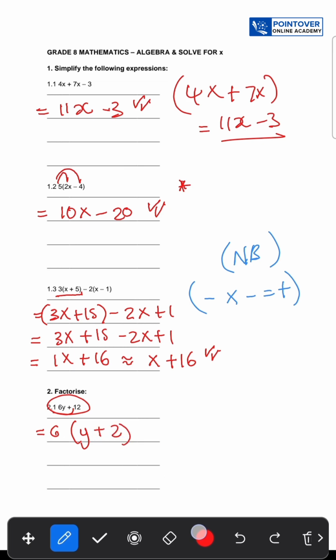So your answer, just to write it properly here down. But there's no need for me to repeat the answer because it's just here. Okay, so your answer here is 6, open bracket, y plus 2. And that's about it. This is the first part of grade 8 mathematics, algebra, and solve for X. We'll come back with more questions and more solutions.